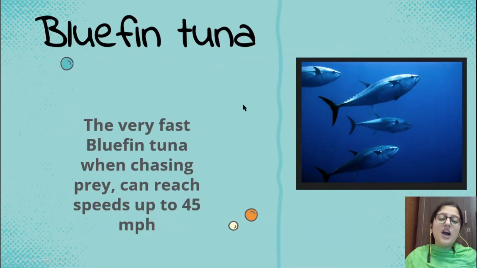Now the bluefin tuna. The bluefin tuna are really fast fishes. They're also endangered, and these bluefin tuna are again endangered due to the pollution, the water pollution. So bluefin tuna can actually reach speeds up to 45 miles per hour.